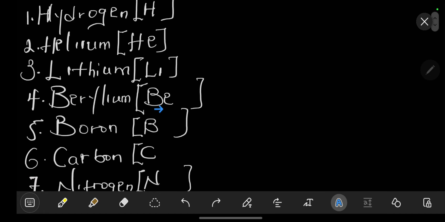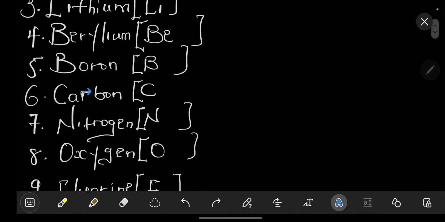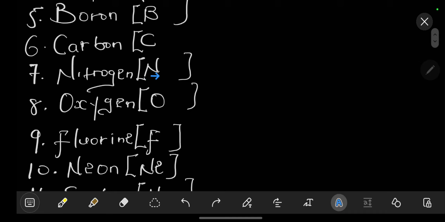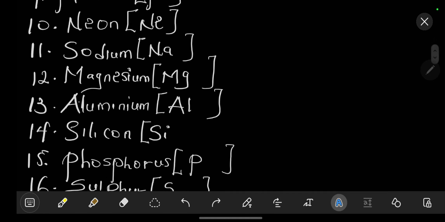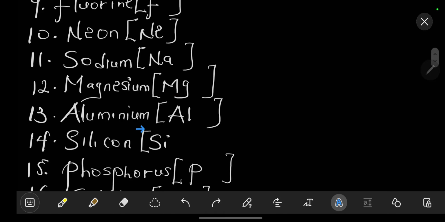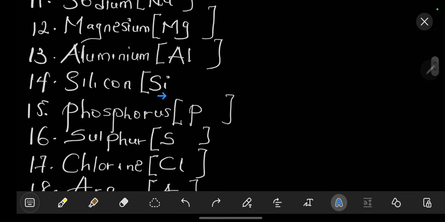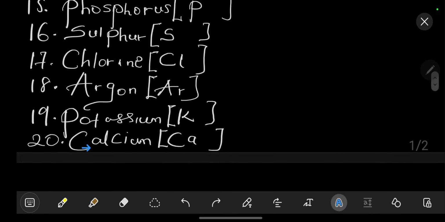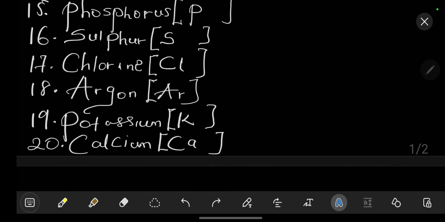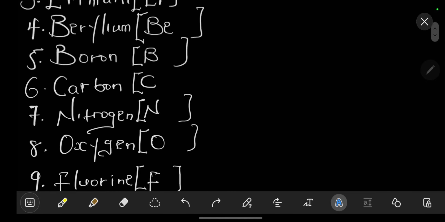the symbol for beryllium is Be, boron is B, carbon is C, nitrogen is N, oxygen is O, fluorine, that's F, neon, that's Ne, sodium, that's Na, magnesium, that's Mg, aluminum, that's Al, silicon, that's Si, phosphorus, that's P, sulfur, that's S, chlorine, that's Cl, argon, that's Ar, potassium, that's K, calcium, that's Ca. So these are the symbols for the first 20. So please commit those to memory.